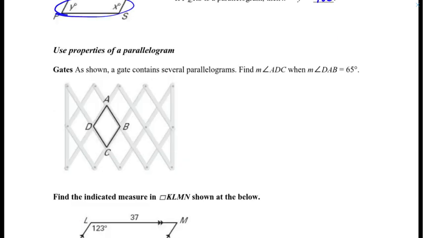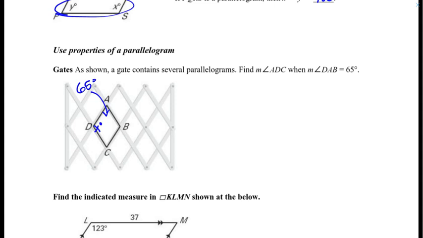Let's take a look at this example of a gate. So here we have a gate that has several parallelograms in its design. We have one specifically that we're looking at, which is labeled as ABCD. Now we know it's a parallelogram, so we already have that information given to us. We want to find the measure of angle ADC when the measure of angle DAB is 65 degrees. So DAB, we know this one is 65 degrees, and we're trying to find, let's call it X, which is the measure of angle ADC.